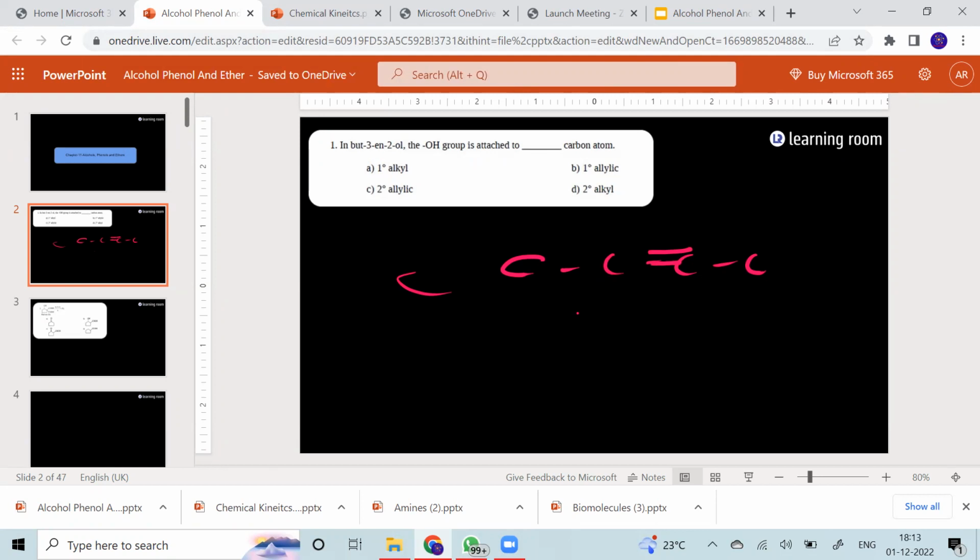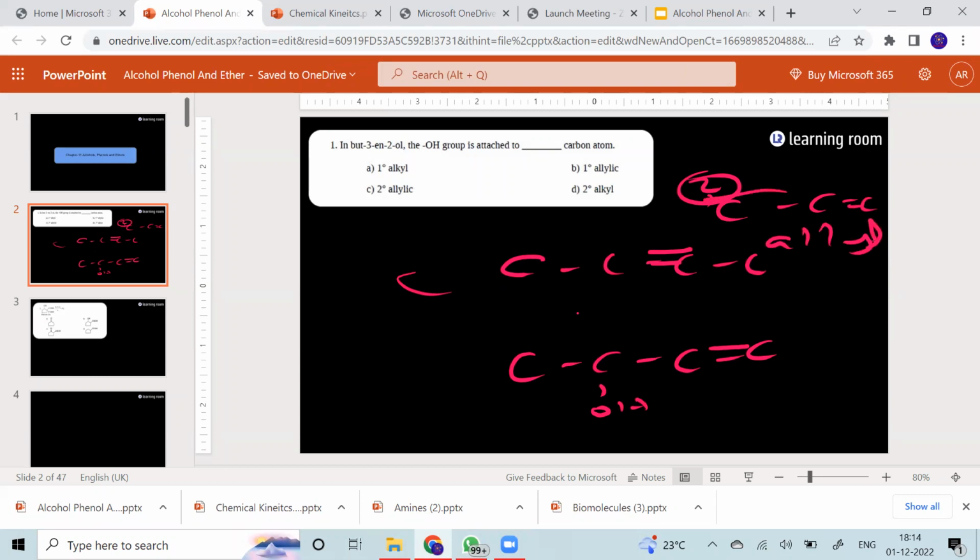Let us draw. In the second carbon atom we have an OH, and in the third carbon atom we have a double bond. Whenever we have a C single bond C, then a double bond C, and to this single bond C any functional group is attached, we call these kinds of compounds allyl compounds. C double bond C, C single bond C, this group is called an allyl group. So the carbon bearing this OH is actually an allyl carbon, and that allyl carbon is not primary.